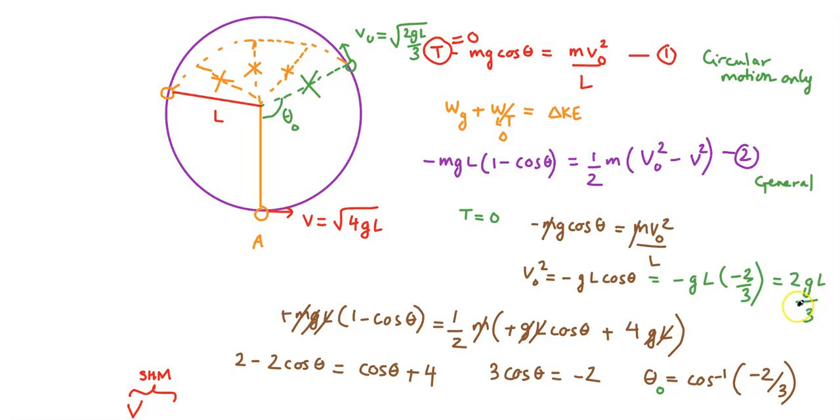But this gives us an important insight, because for this particular speed of square root of 4gL, the bob goes all the way to this point. Its speed is not 0 yet, it has a speed of square root of 2gL by 3, but the tension becomes 0. That means it no longer can execute circular motion. It's basically under free fall, like a projectile released at an angle, because there's nothing that's pulling it to the center.